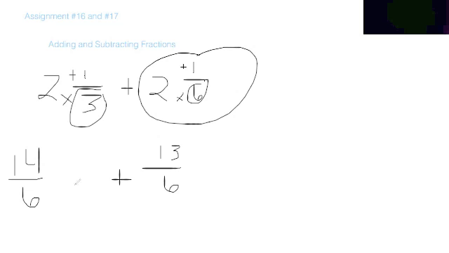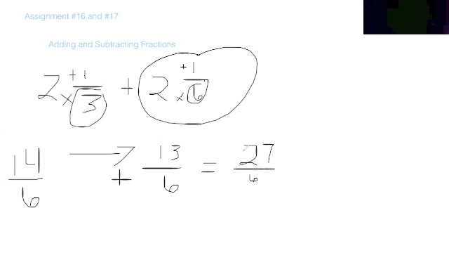And now, since the bottom are the same, now you're just adding across. So now the answer is going to be 6 on the bottom. And then all you do is 14 plus 13. So 27 up here, and then that's 6 on the bottom.